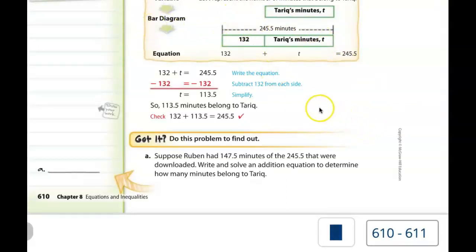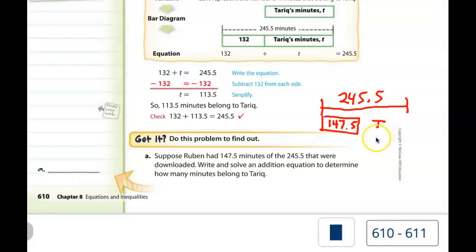All right, so we have the total amount is still going to be 245 and 5/10. And then we have the piece that we know, which this time is going to be 147 and 5/10. And then we have Tariq that we don't know. Okay, so I want you to go ahead and write your equation and go ahead and solve it, and then tell me what that answer is going to be.